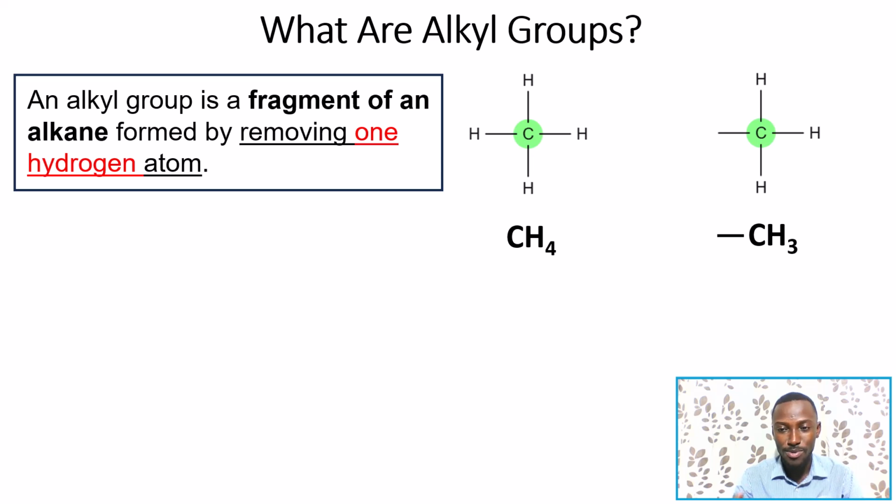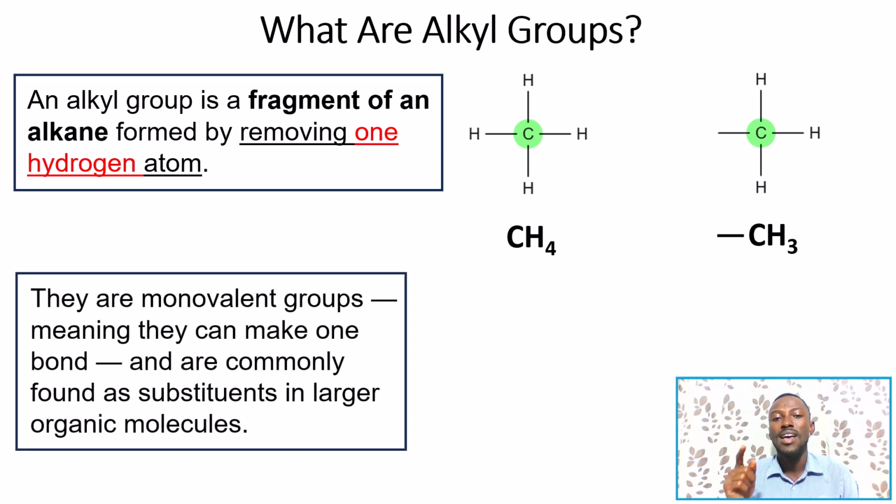So this is an alkyl group. If you have a close look at it, you can see C with 3 hydrogens. Then there is a dash behind the C. What does that mean? Well, that means alkyl groups are monovalent groups. Monovalent means that they can make one bond and are commonly found as substituents in larger organic compounds. They have the ability to form one extra bond. So that line that sticks out tells us that this alkyl group can be attached to larger organic molecules.